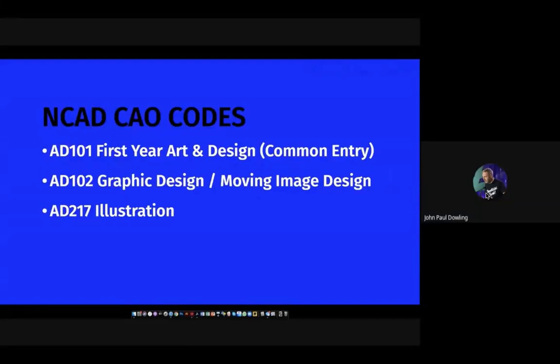There are also direct entry routes for our department specifically. AD 102 is if you're interested in graphic design and moving image; you can secure a place on the program in second year straight away. Or AD 2017 for illustration, same deal. You will still go into first year and have the common entry experience, the same as students who come in through the first route, but you will be guaranteed a place in these disciplines in the second year of study. I must say as well, you can apply for all 3, so you could hedge your bets.